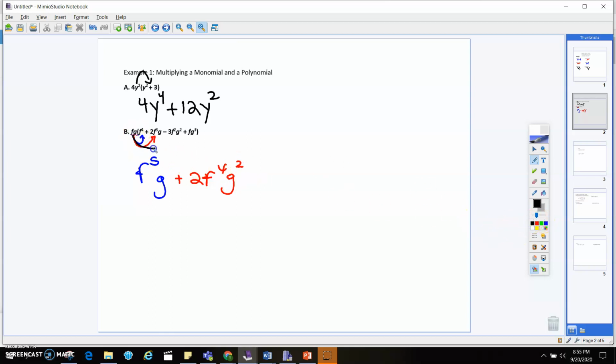We've got fg times negative 3f squared, g squared. So that's going to give us negative 3 because 1 times negative 3 gives us negative 3. And f to the 1st times f to the 2nd is going to give us f to the 3rd. G to the 1st times g to the 2nd is going to give us g to the 3rd.